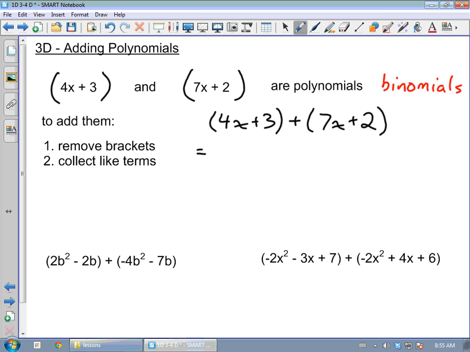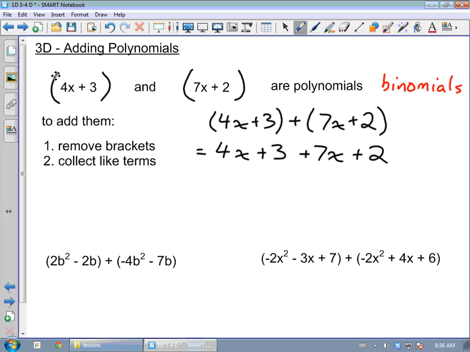a series of terms. So we've got a 4x, we've got a positive 3, we've got a 7x. Now we don't see a sign on that 7x, so we assume that it is a positive 7x, and we've got a positive 2. And from here, we just want to do what we were doing in the last lesson. We want to identify our like terms, and we want to collect them together. So what are some like terms in here?